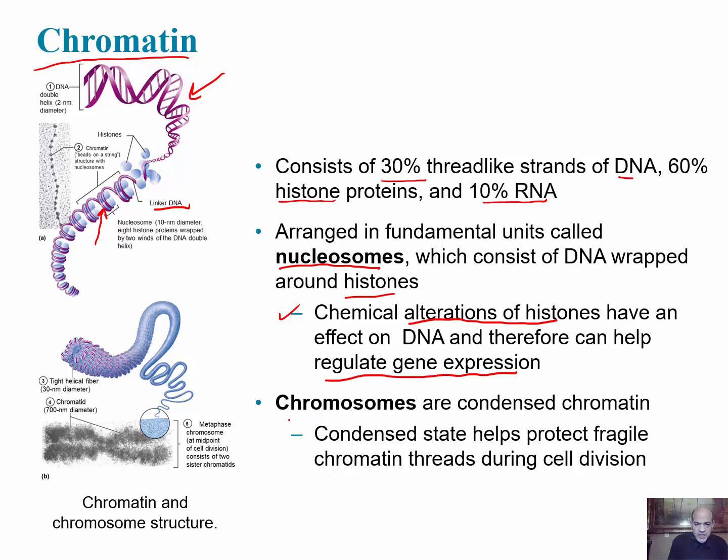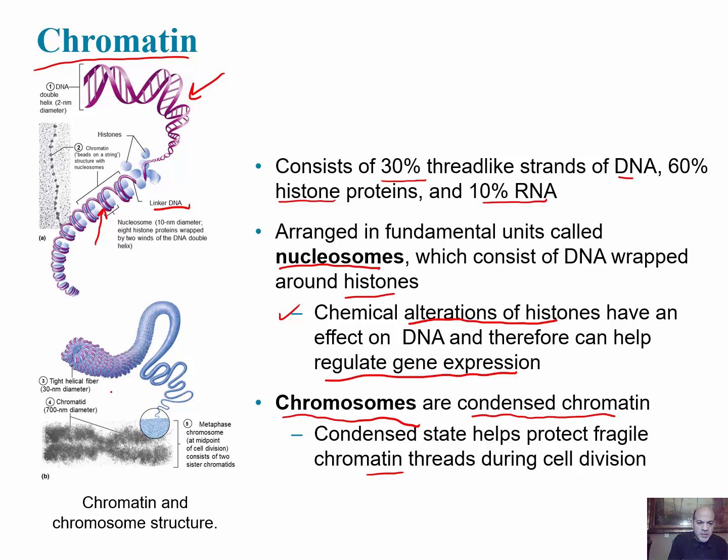Now, chromosomes themselves are only going to appear during cell division, and here is where the chromatin condenses further. It winds up further and further and gets thicker and thicker, so we would refer to that as condensed chromatin, forming those chromosomes. And this is going to help protect your fragile chromatin during cell division. So it's like packaging it up.